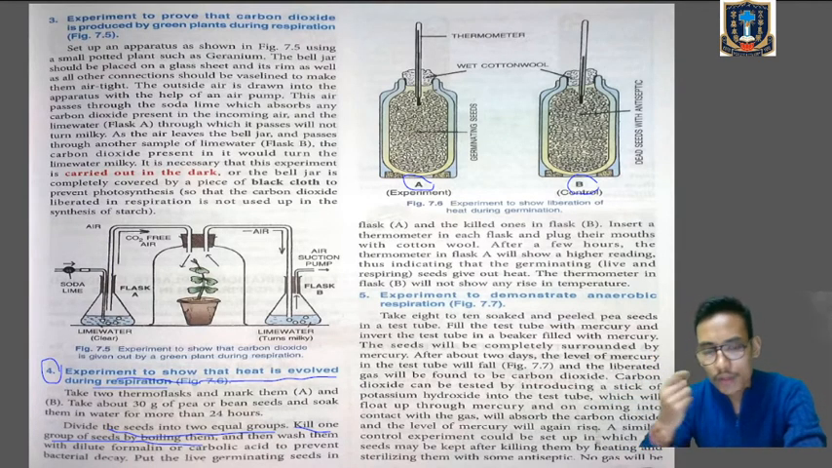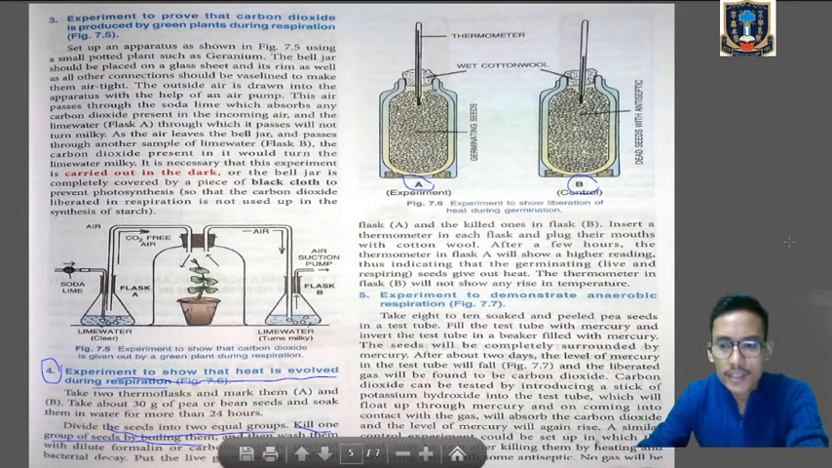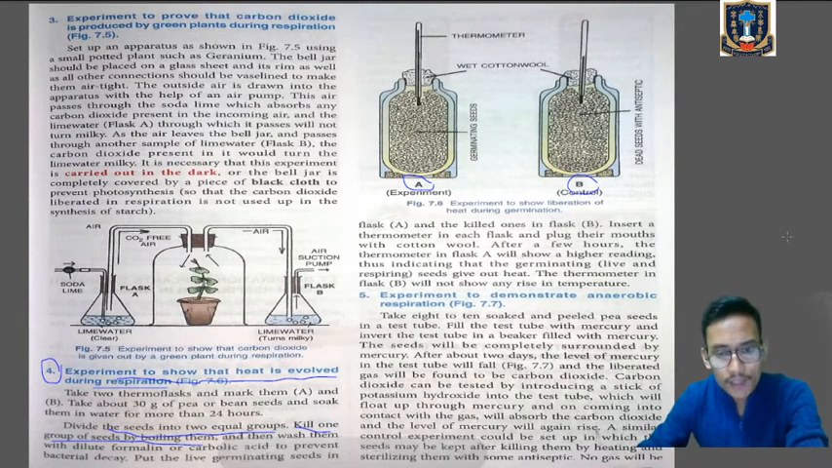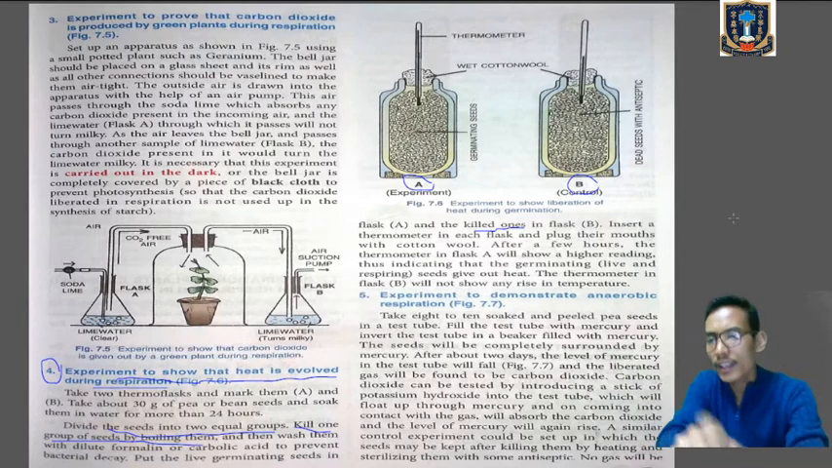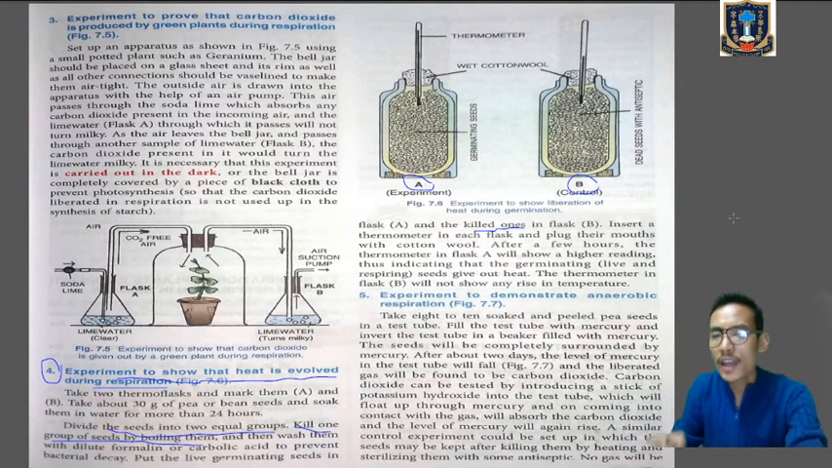After that, in one of the flasks, let's say flask A, we will put the germinating pea seeds or bean seeds. So in flask A we are putting live germinating seeds, and in flask B we are putting the killed ones. Out of the two thermoflasks A and B, in A we are putting the germinating seeds and in B the killed ones.